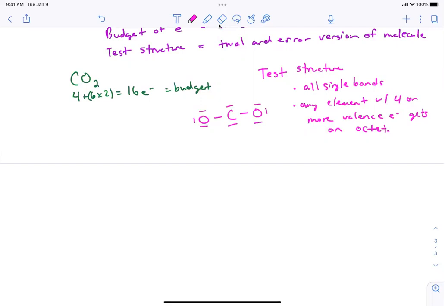Oxygens are on the outside. Again, this is my test structure, not the reality, but my test structure. The problem is here, though, when I look at this, there are 20 electrons drawn in here, which means there's 4 too many. Okay, which means I need to add bonds.